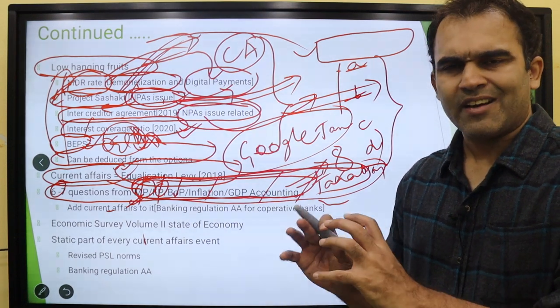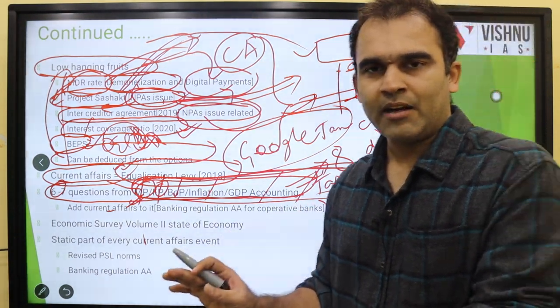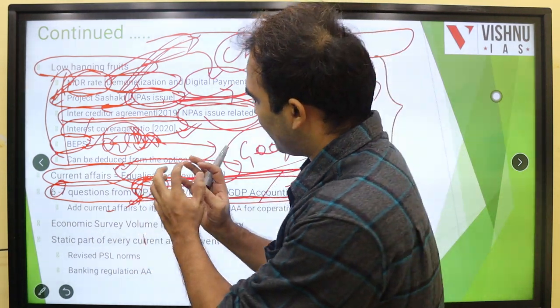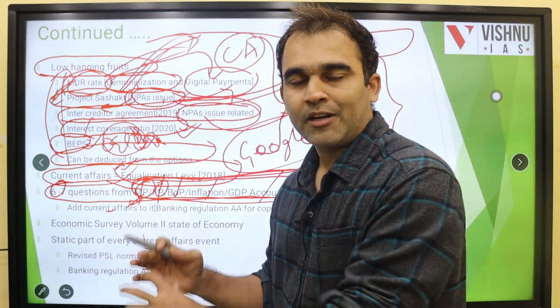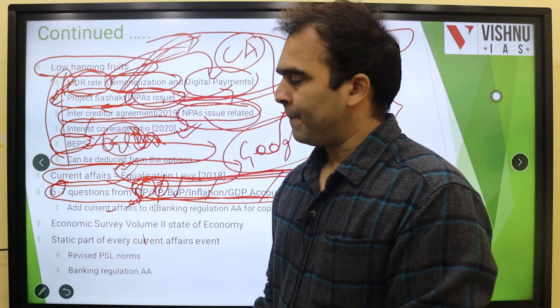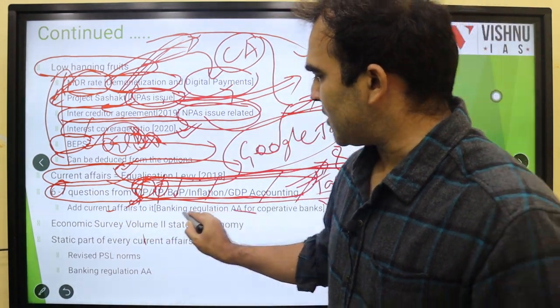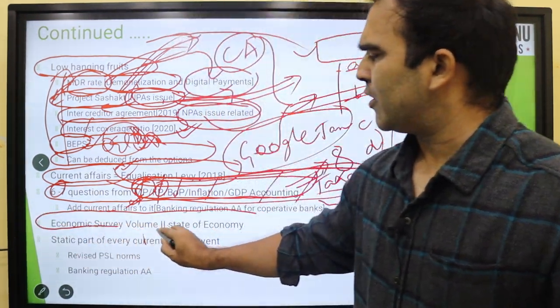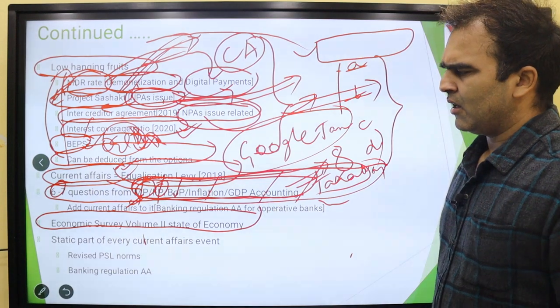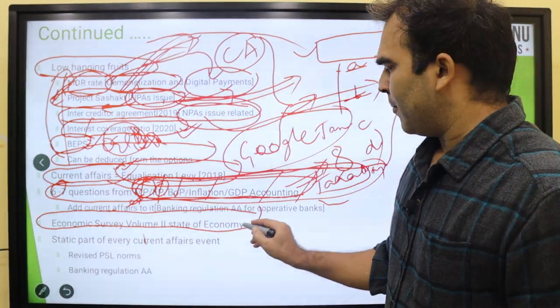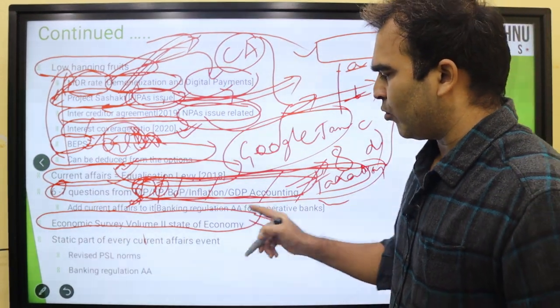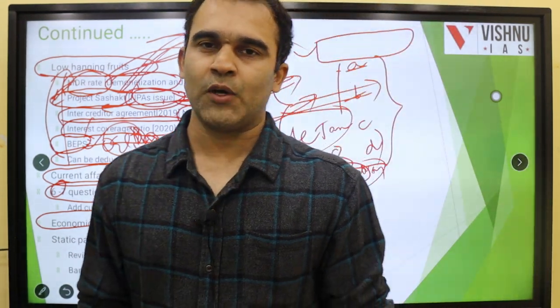What did the government do? See, current affairs are nothing but what did the government do in that particular aspect, in that particular module. Then economic survey questions, 1 or 2 questions. 1 question will be particularly from your volume 2, that is, the state of the economy of your economic survey.